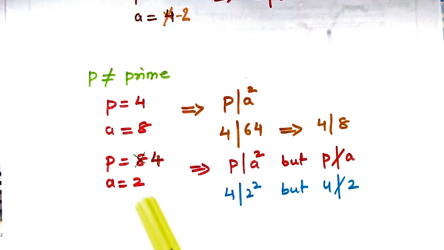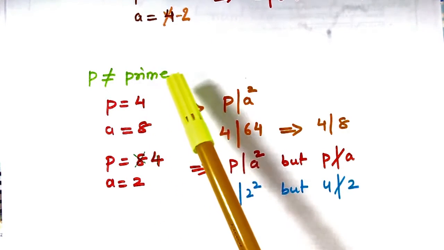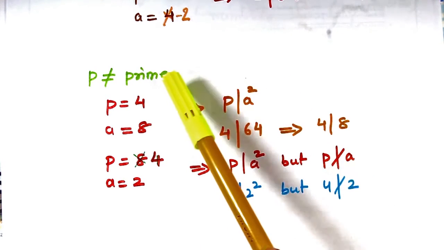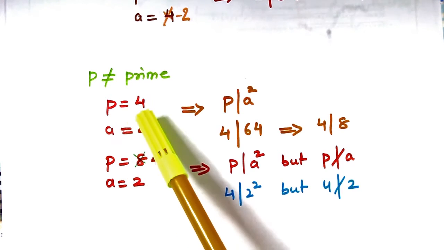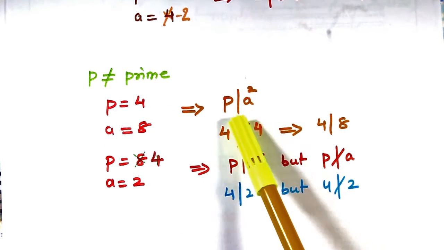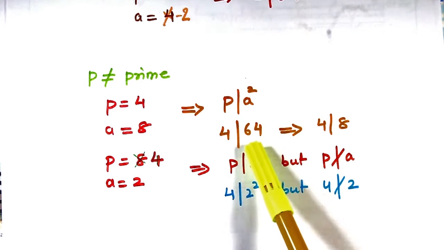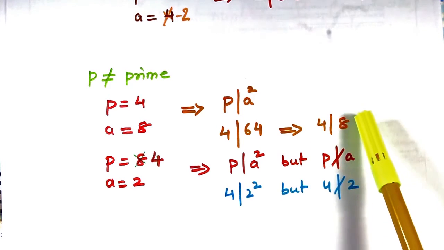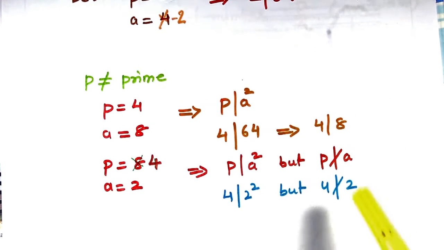So now in the case of a composite number, if I take numbers other than prime numbers, p here is not prime, so that means it equals some other number which we consider a composite number. We are considering p here equal to 4, and here a equal to 8. In this case, p divides a square. For example, 4 divides 64, we know that. Alright, and that implies 4 divides 8. So we got the generalization correct in this situation.